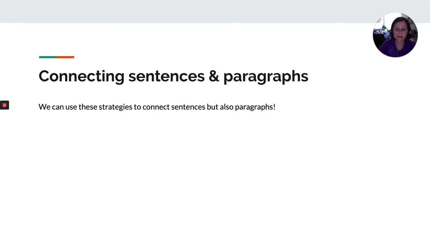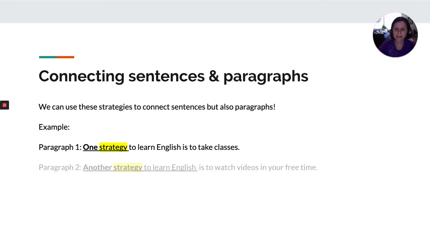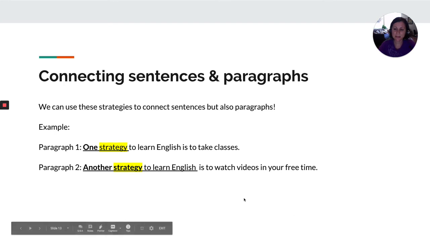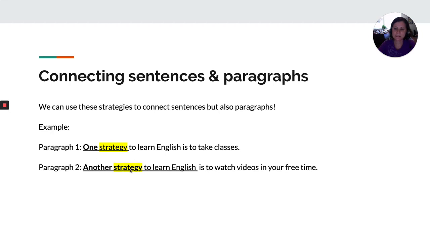We can use these strategies to connect sentences in a paragraph, but also paragraphs in a larger essay. For example, let's say you're writing an essay about ways to learn English. Your first paragraph might begin with, one strategy to learn English is to take classes. Your second paragraph could say, another strategy to learn English is to watch movies in your free time. So I'm linking. I have this pointing word, another. I'm linking back to my previous paragraph, and I'm using some of the same words.